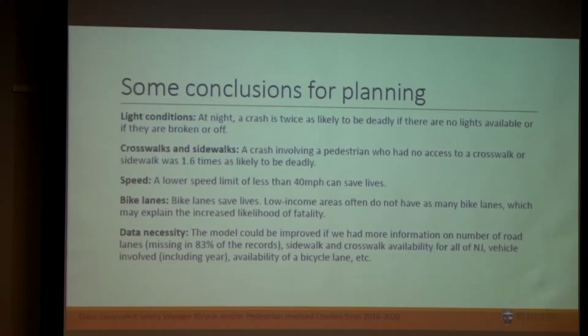So some of the conclusions for planning: light conditions make a huge difference. Identifying areas that are in need of street lights or have broken street lights should be one of the highest priorities for reducing crashes. Crosswalks and sidewalks: identifying areas that might be missing sidewalks and crosswalks is another one. Speed, which might be more complicated since people are so used to the speed of the roadways.